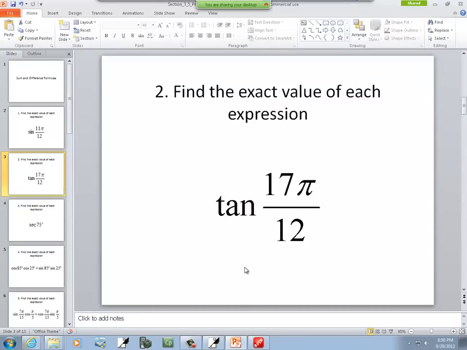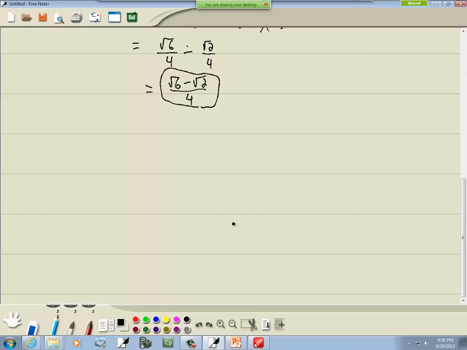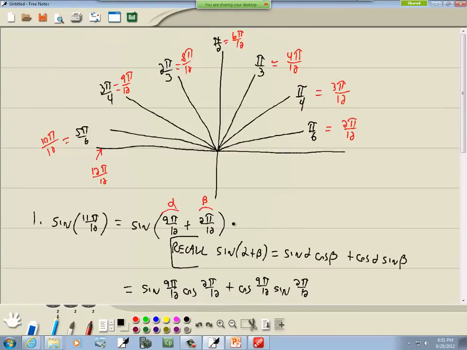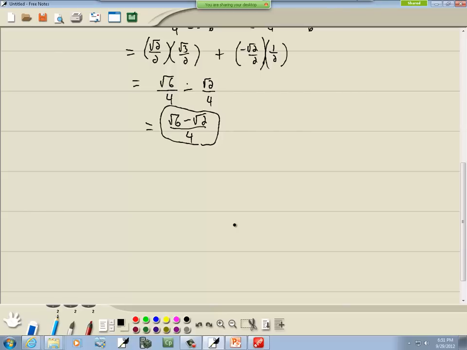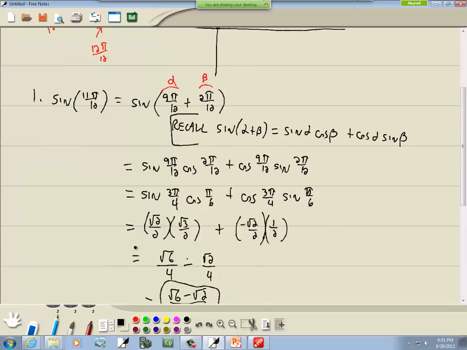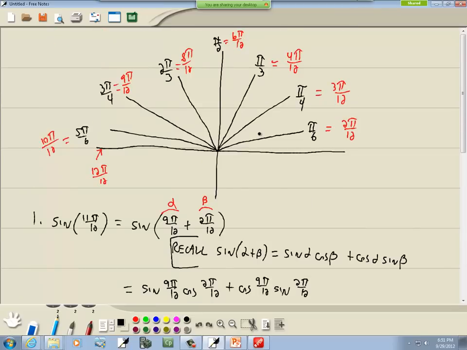I think I may have room. We'll see. I have to write a little bit smaller. Tangent 17 pi over 12. I hate to start a new page because this is what we need right here. 17 pi over 12.